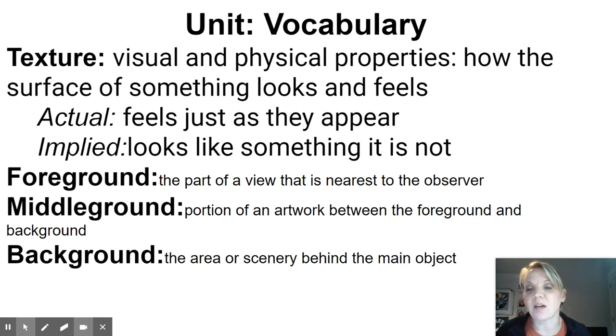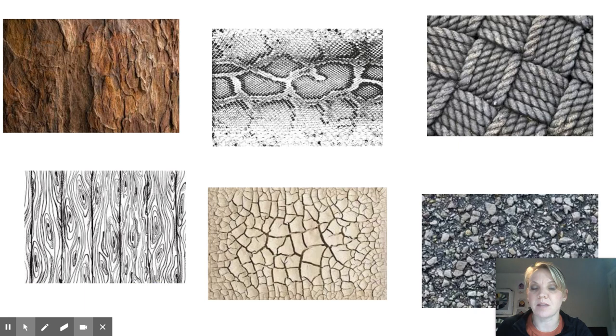The other big idea we're working with for your composition, or how you arrange your artwork, is the idea of a foreground, middle ground, and background. When those terms come up, we're going to go over them more, but these are all things that I expect to see in your final artwork and the vocabulary we'll be using to talk about it. So let's look at some examples.